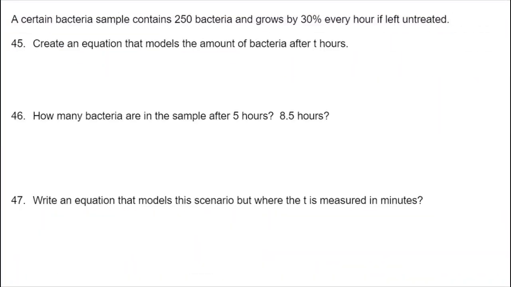All right, hopefully you know a little bit about exponential functions. We're going to do a huge unit on it here in AP Precalculus, but right now we should be able to do some basic problems like these. A certain bacteria sample contains 250 bacteria and grows by 30% every hour if left untreated. Create an equation that models the amount of bacteria after t hours.